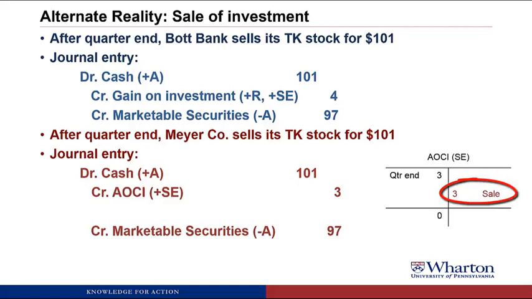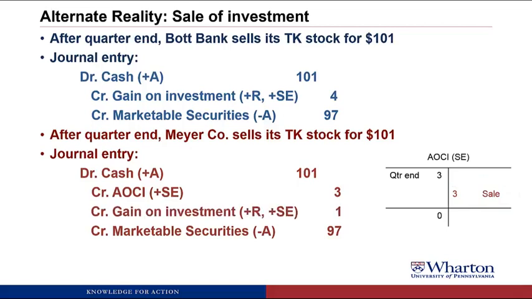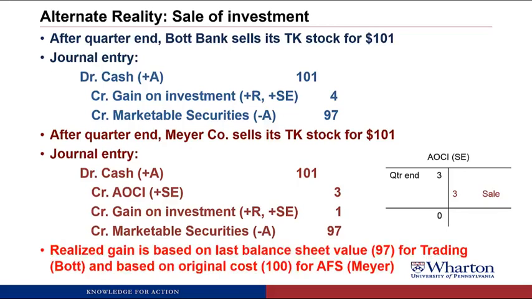So the way that we clear out this account is with a credit entry. So the credit entry undoes the debit. Then we plug a gain on investment. This gain on investment is realized, so it goes on the income statement through retained earnings into stockholders' equity, and the gain equals 1, which is the same as it was in the last case. And that's because the realized gain is based on the original cost for AFS securities. So it's the same. We bought for 100, sold for 101. We get a gain of 1.